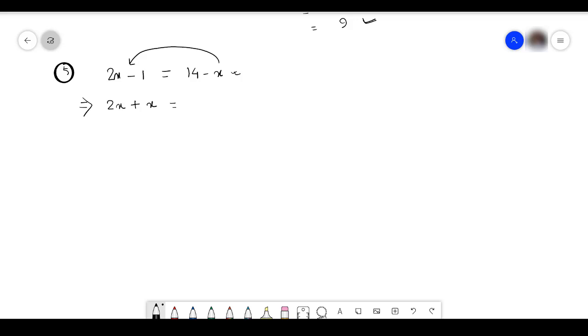That is equal to 14. Now at the same step we can do one more thing. This minus 1 can be shifted to the opposite side. When minus 1 is shifted to the opposite side, it will turn positive and will be added with 14. I am getting here twice x plus x. The result comes as 3 x, that is equal to 14 plus 1. Result comes as 15. After that, we have to remove 3 from this side.